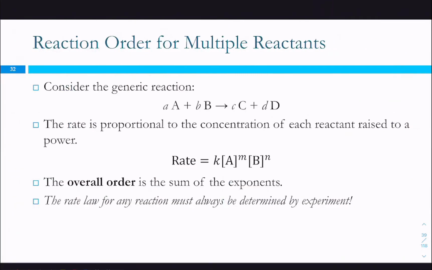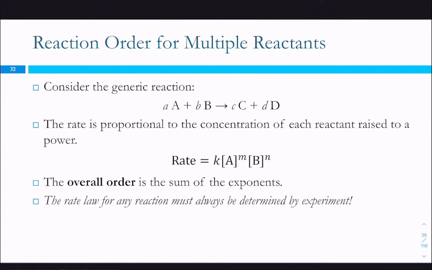So where are we at? Oh, we're doing great. Okay, so consider this generic reaction then. I got a little bit ahead of myself when I was talking about those example reactions, but those are examples of reactions where multiple concentrations are affecting the rate. So for this generic reaction, our rate for the forward is proportional to the concentration of each reactant raised to a power. And again, these are experimentally determined.